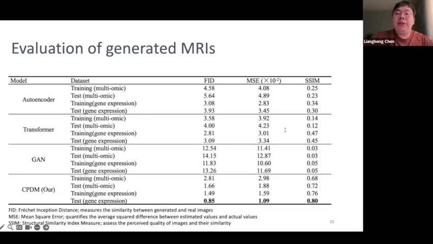FID is used to measure the similarity between synthesized images and the real images. The minimum FID is 0, which indicates the images are exactly the same. The maximum FID is positive infinity, which indicates the images are completely different. In this task, we expect to have a low FID.